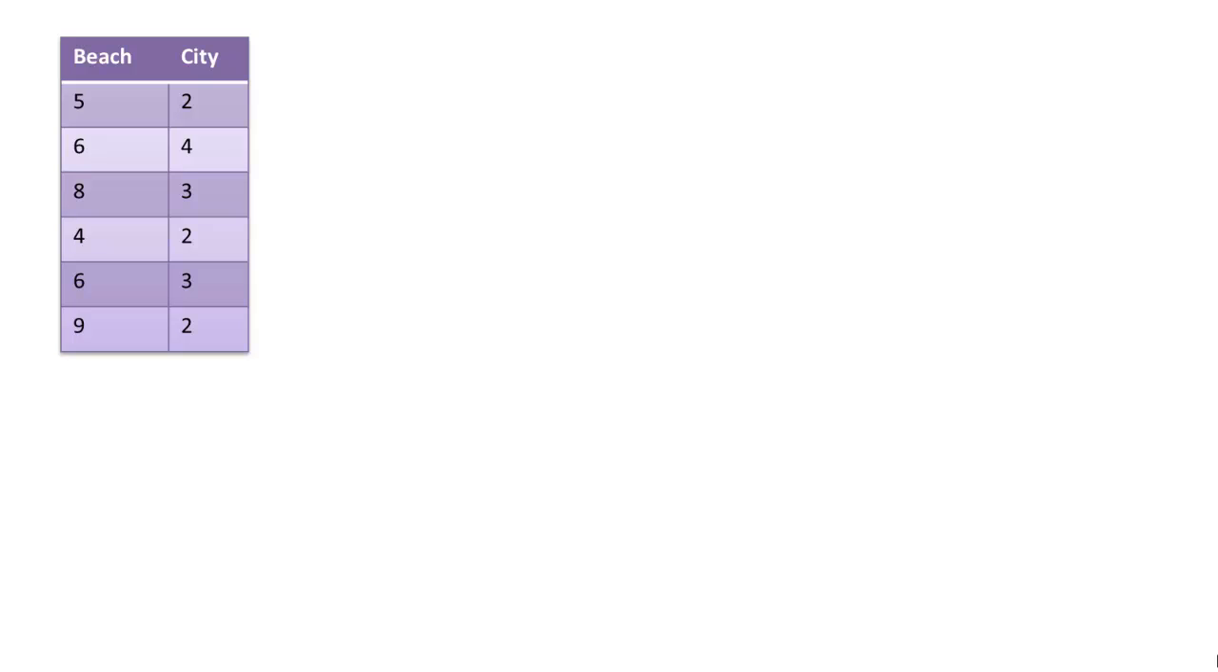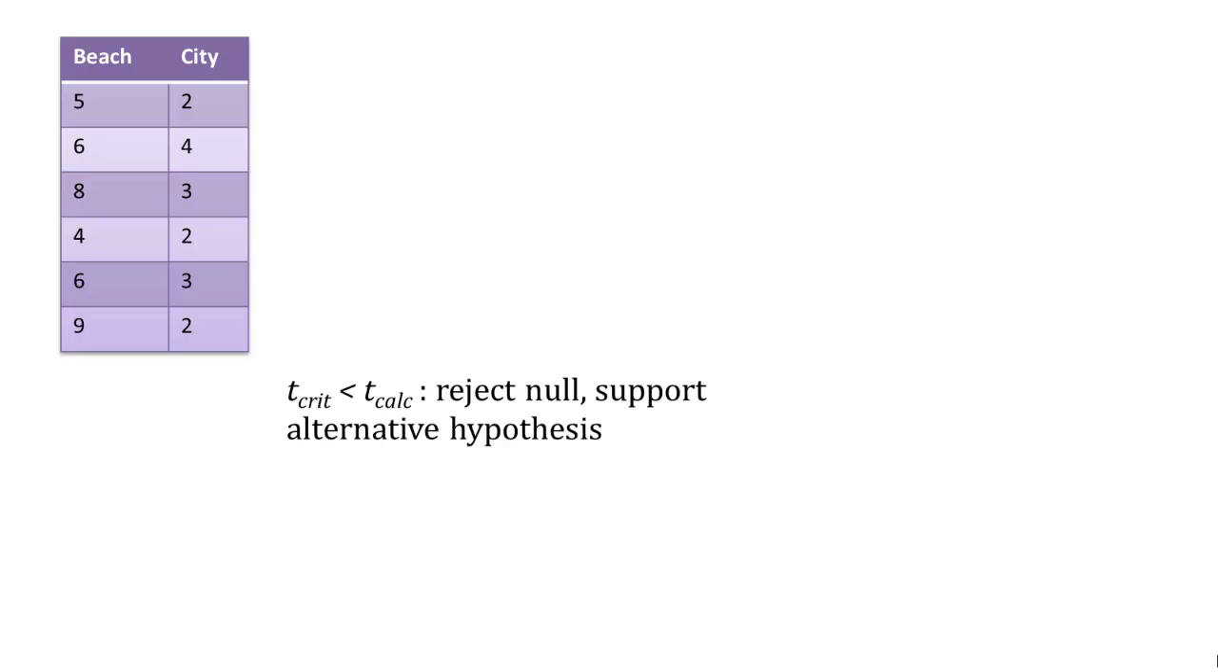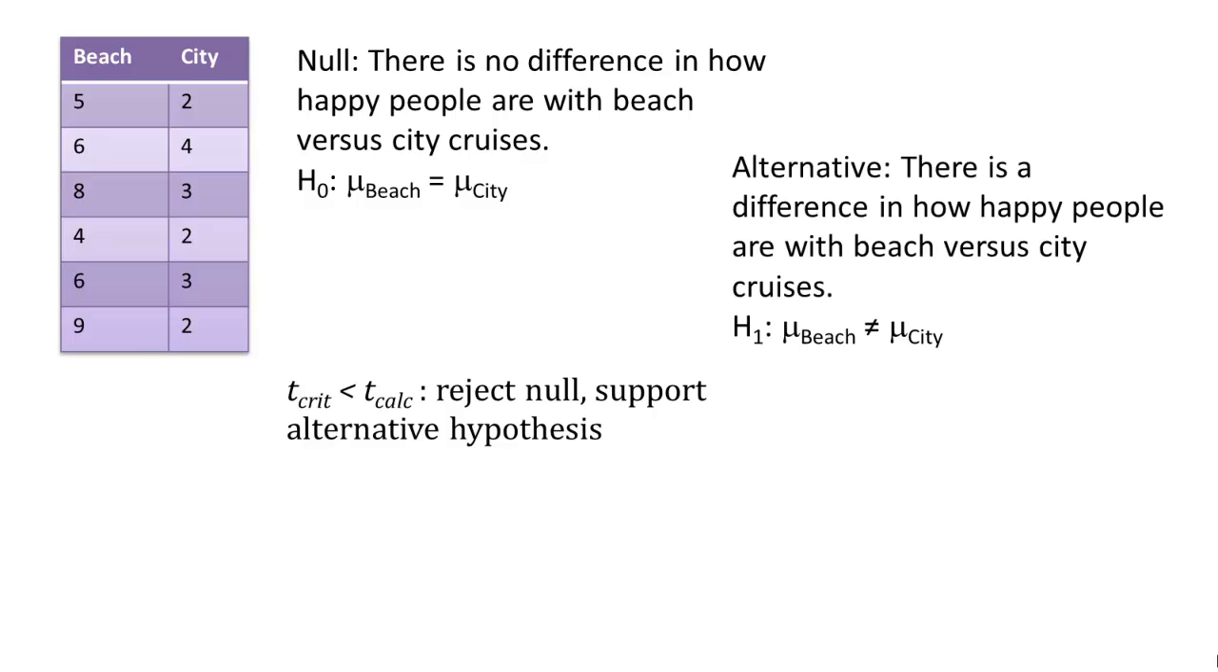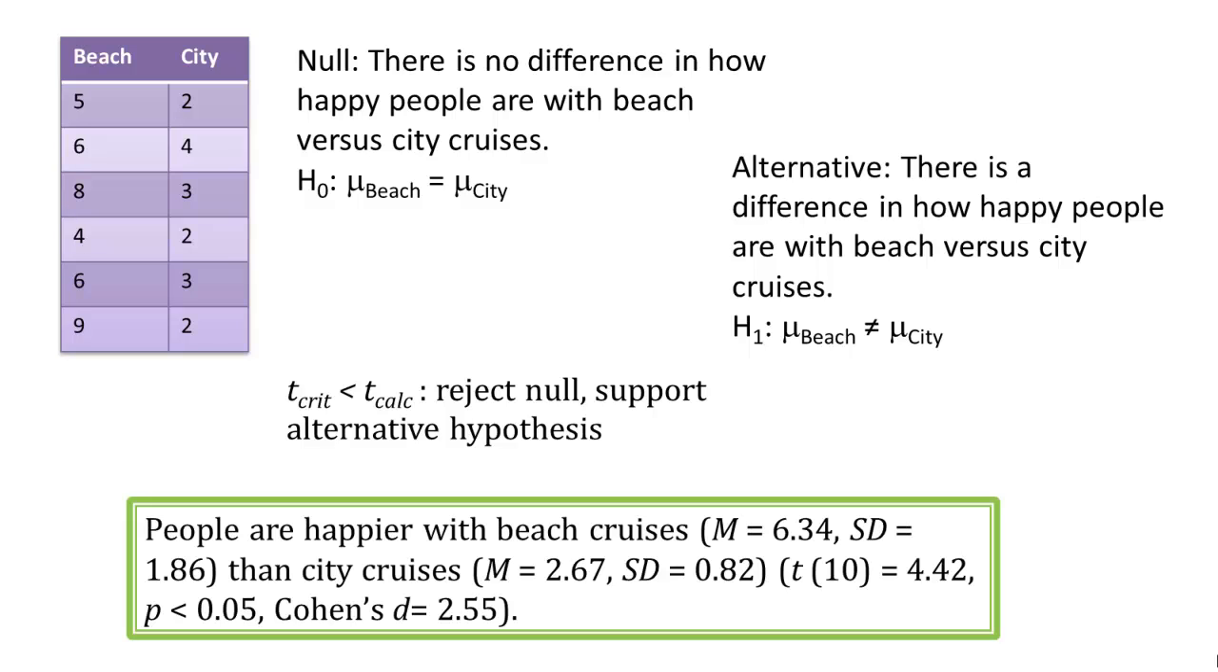We're going to go back and look at our null and alternative hypothesis. Since our t-crit is less than our t-calc, that means we reject the null and we support our alternative hypothesis. Let's remind ourselves, the null was that there was no difference, and the alternative is that there is a difference. And so that means that there is a significant difference between how much people like beach and city cruises. And the way that looks when you write it up in APA style is you would say people are happier with beach cruises than city cruises. And you report the means and standard deviations and all of the statistics you calculated. So t, p, and d.